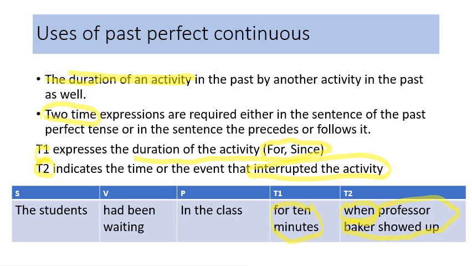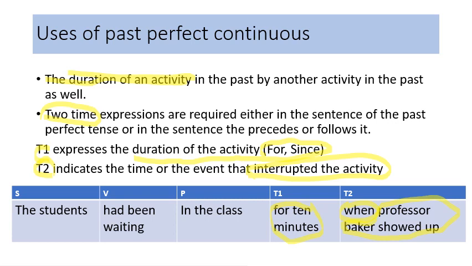When do I use the past perfect continuous? Let's talk about it in more detail. Like I said earlier, it's the duration of an activity. Duration, like it is the يعني continuous activity, which is in the past, okay, and it was interrupted by another activity which is in the past as well.